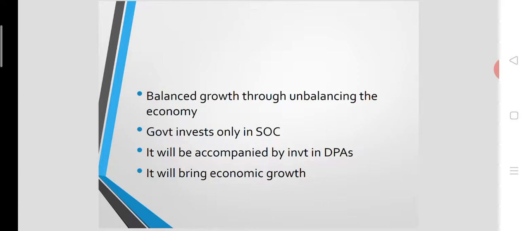Unbalanced growth theory is a strategy for the development of low income economies, and the balanced growth is possible through unbalancing in the economy. That means government makes investment only in social overhead capital. It will surely stimulate the direct production activity. So then the balanced growth will finally be possible through unbalancing in the economy. So finally economic growth will be the result of unbalanced growth theory.